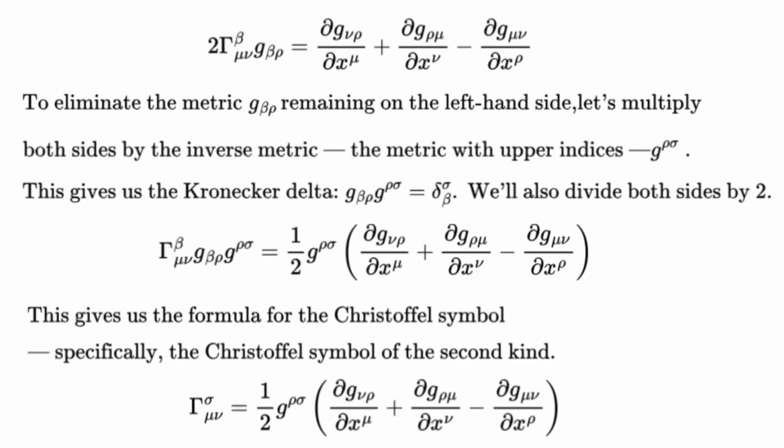The metric with upper indices, g rho sigma. This gives us the Kronecker delta. G beta rho g rho sigma equals delta sigma beta. We'll also divide both sides by 2. This gives us the formula for the Christoffel symbol. Specifically the Christoffel symbol of the second kind.